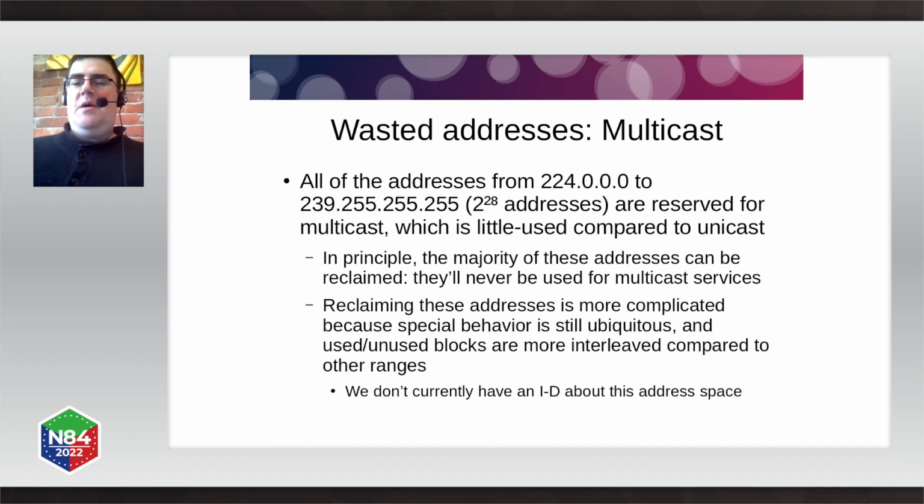I find this to be a more complicated and more challenging matter than some of the others, partly because the allocations that were made are non-contiguous. They're more interleaved. So you have an allocated multicast address followed by a multicast block, followed by unallocated multicast blocks, and they're mixed together. So we don't actually have an internet draft about reclaiming multicast, but it is a portion of the IPv4 space that also is significantly underused.